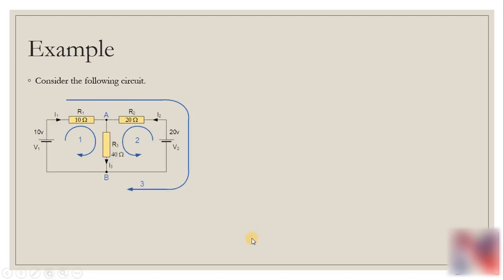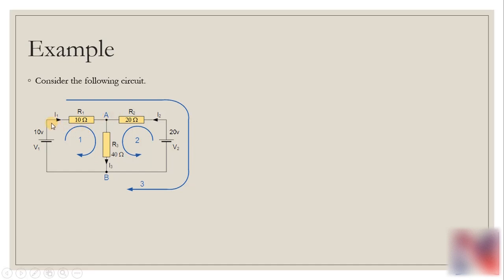Let's take an example and see how it works. Consider the following circuit. Here we have a circuit having two voltage sources of 10 volts and 20 volts. There are three resistors, 10 ohm, 20 ohm and 40 ohm. Here we have only two nodes. First node is here and here is second node. You remember what is the element known which is connected among two loops? Branch. This is our branch.